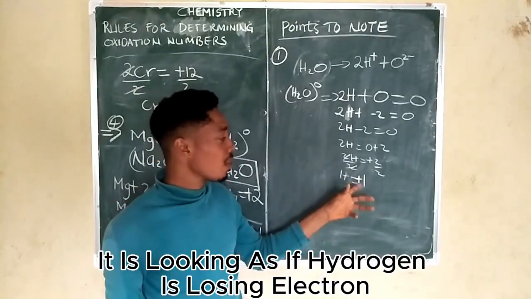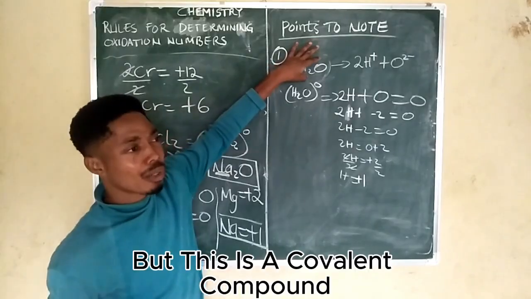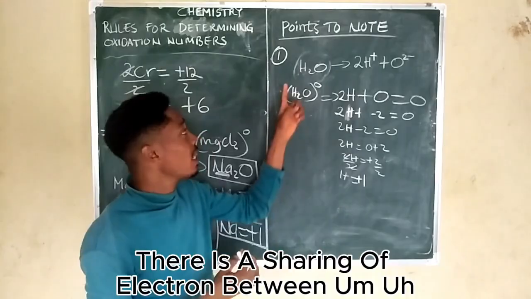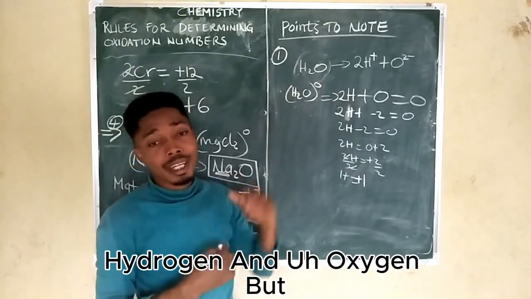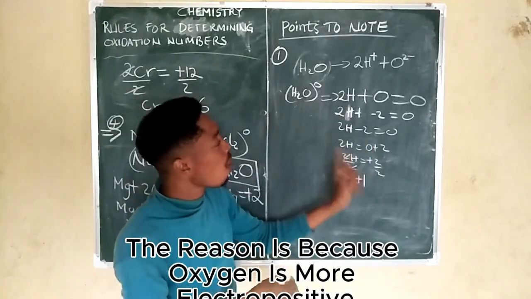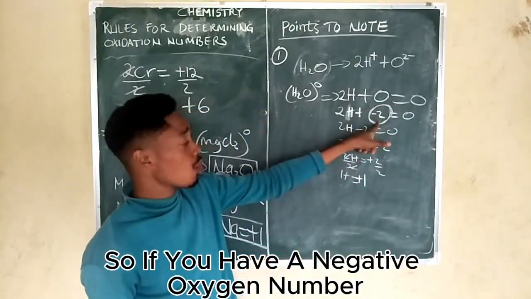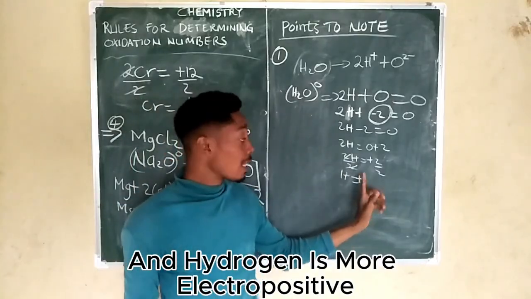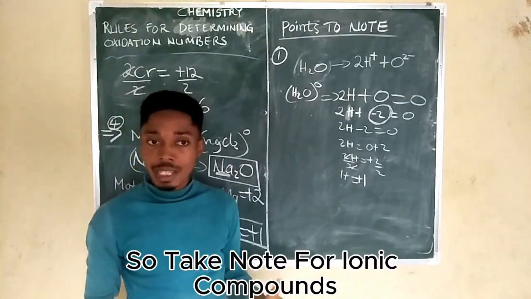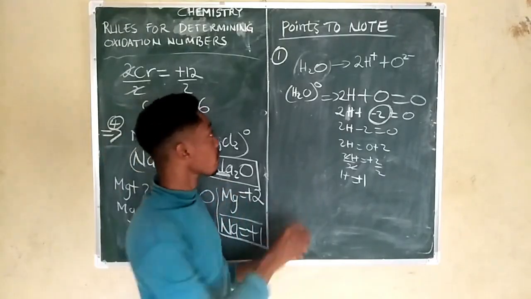It looks as if hydrogen is losing an electron. But this is a covalent compound. Hydrogen is not losing an electron; there is a sharing of electrons between hydrogen and oxygen. But the reason is because oxygen is more electronegative. So oxygen has a negative oxidation number, and hydrogen is more electropositive, that's why it has a positive oxidation number. So take note, this applies for ionic compounds and also for covalent compounds.